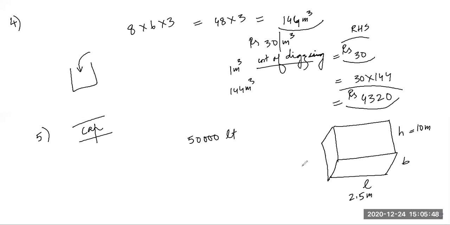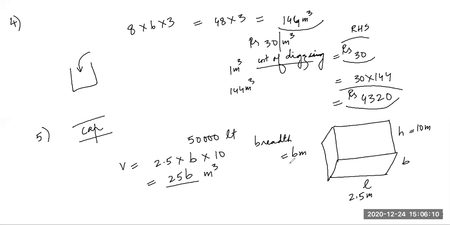So how we can do it? First, we will find the volume in meter cube. So volume will be equal to 2.5 into, let's say breadth is B, into 10. So this will be equal to 25 B meter cube. You should write here, let breadth is equal to B meter. You know, students, these small things you should do yourself and write down properly, and then send me snapshots of all the work done.